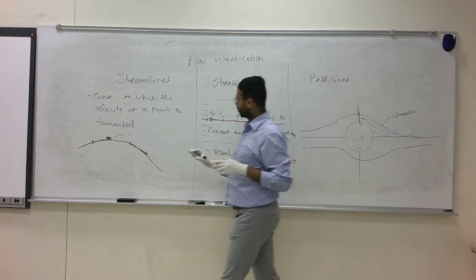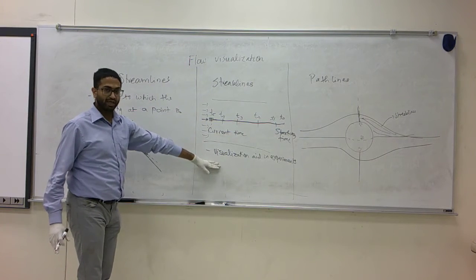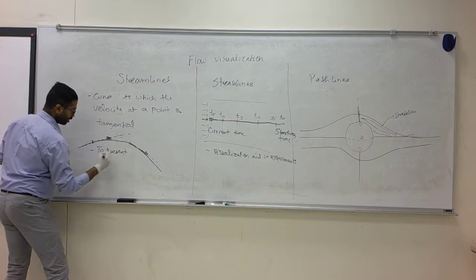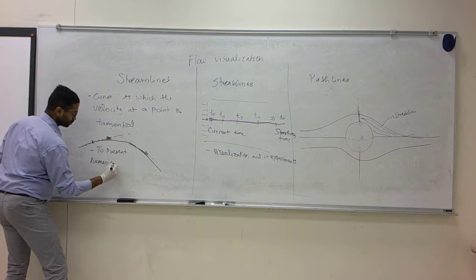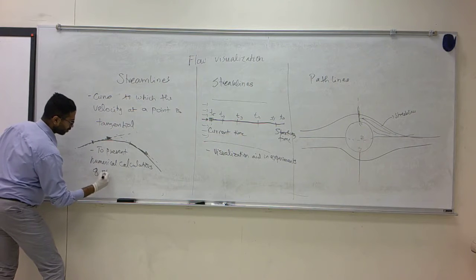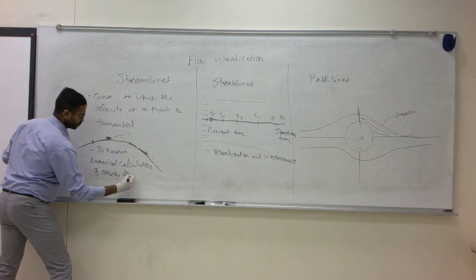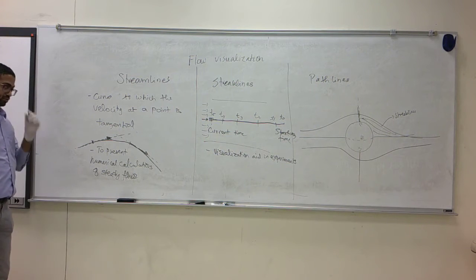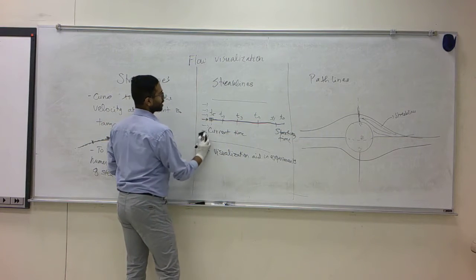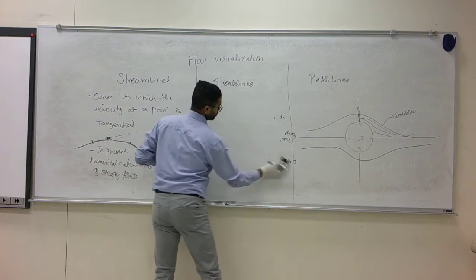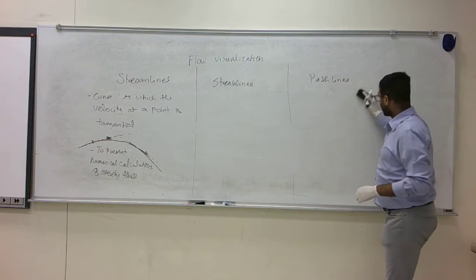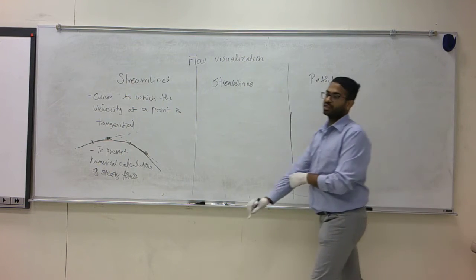So we saw streamlines and streak lines. Streak lines are used in experiments. Streamlines are often used to present numerical calculations of steady flows. Okay. The last concept, path lines. I'll erase this. The path lines, I'll define them formally.